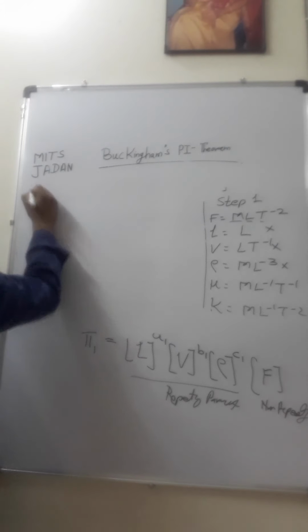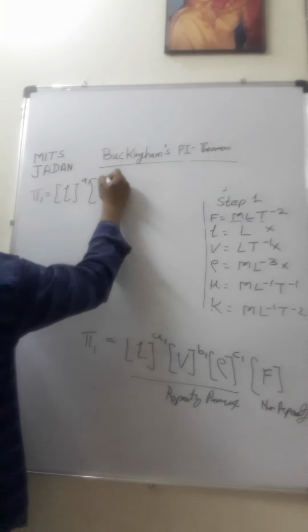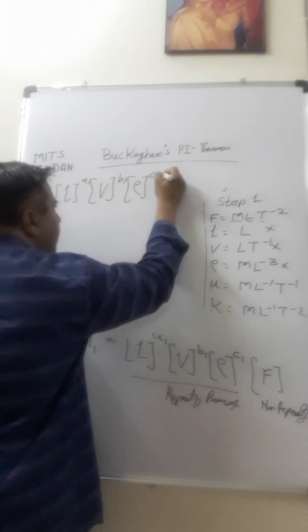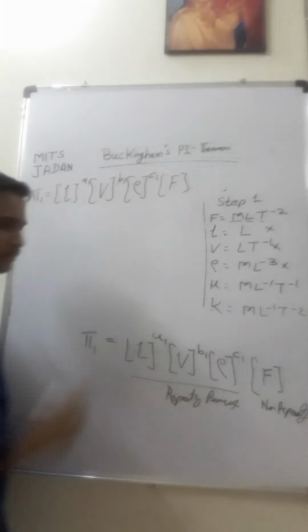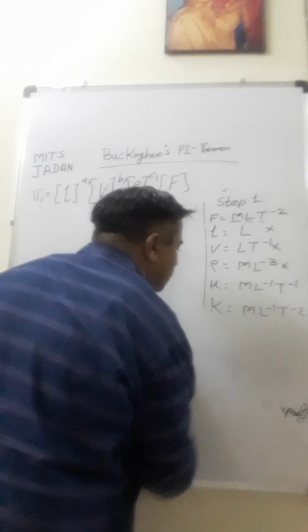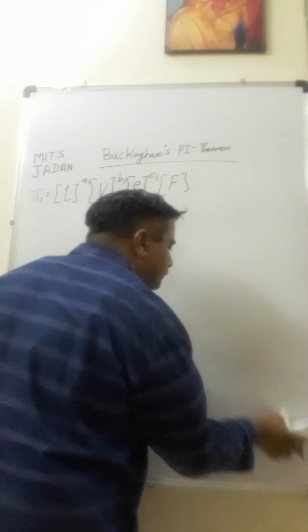I am writing here from here to here. Again writing here: pi 1 is equal to L to the power of A1, V to the power of B1, rho to the power of C1, and then F. I am removing all this so that I get space on the board.